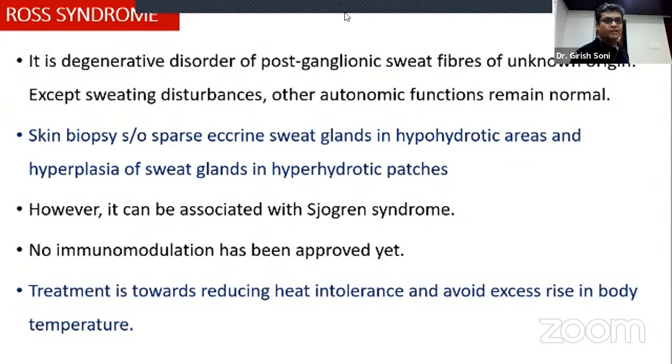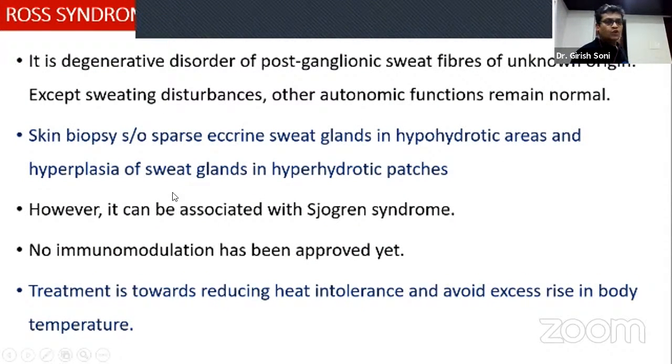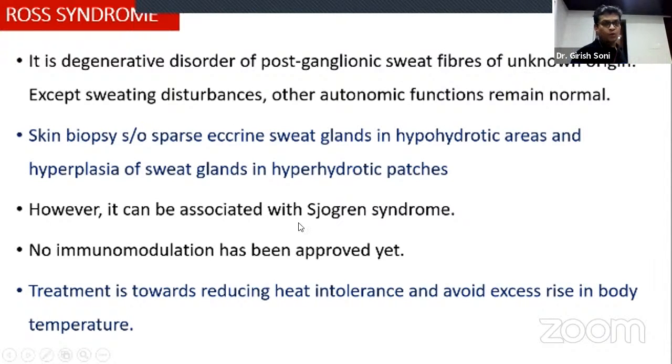So Ross syndrome is a postganglionic problem, a sweating problem. Usually it is not associated with any other autonomic disturbances in the body, but can be seen associated with Sjogren syndrome.